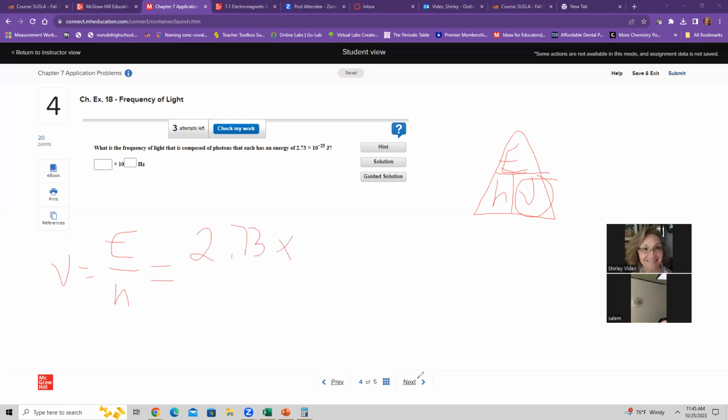2.73 times 10 to the negative 25 joules. And joules is something we have to watch. The bottom is h, which is Planck's constant, which was 6.626 times 10 to the negative, what was it? Negative 30, 36? I'm trying to remember Planck's constant. We just had it.